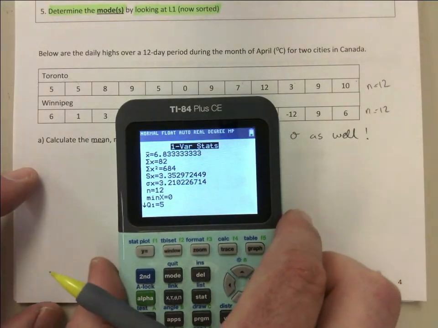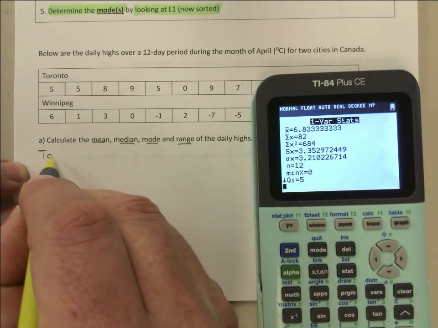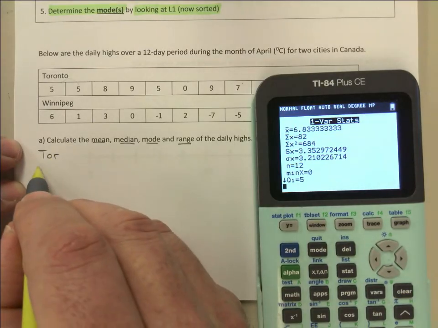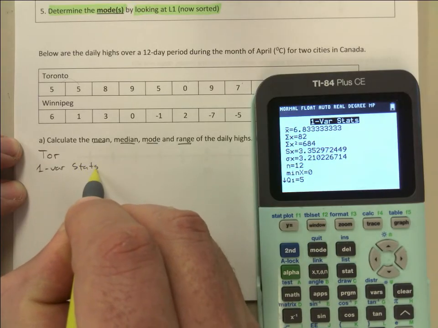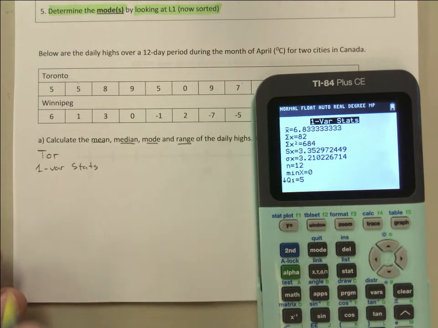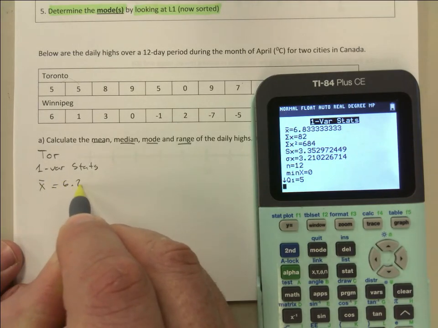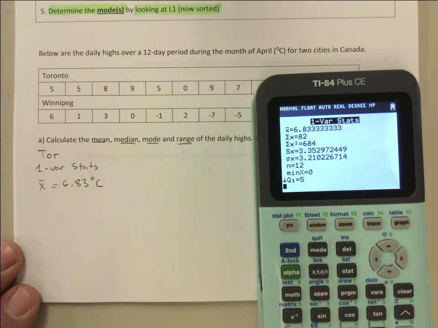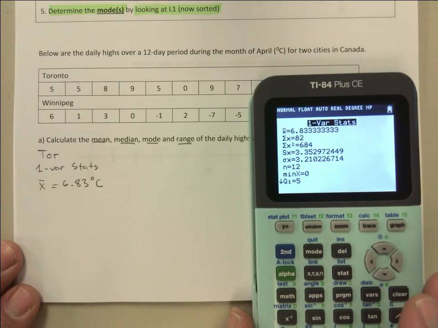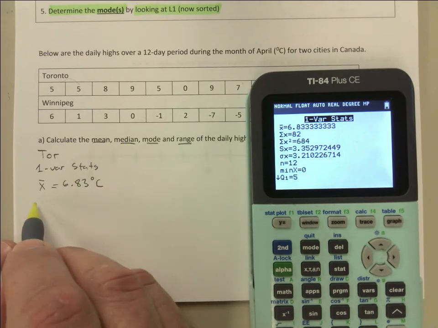So what we're going to do is this. We're going to have a Toronto column. If you do this, I am happy. One variable stats. You're going to find the average, and this has a value, right? Degrees Celsius. I want the median. So we'll do that.